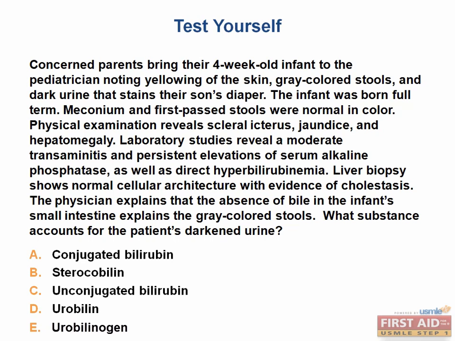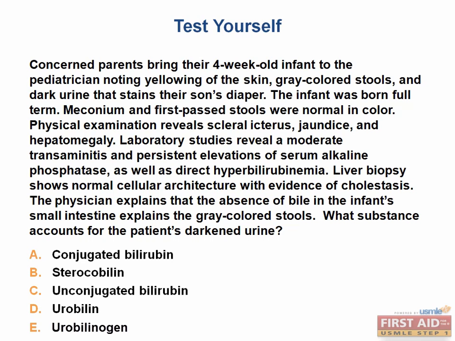Okay, let's finish up with a board-style question. Concerned parents bring their 4-week-old infant into the pediatrician, noting yellowing of the skin, gray-colored stools, and dark urine that stains their son's diaper. The infant was born full term. Meconium and first-pass stools were normal in color. Physical examination reveals scleral icterus, jaundice, and hepatomegaly.